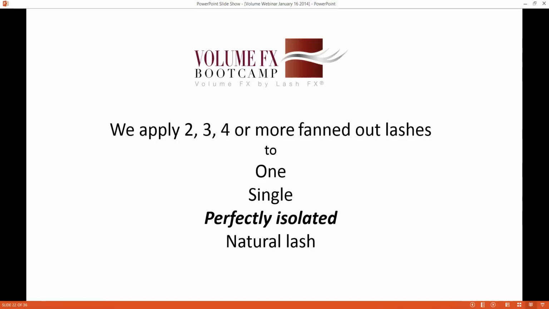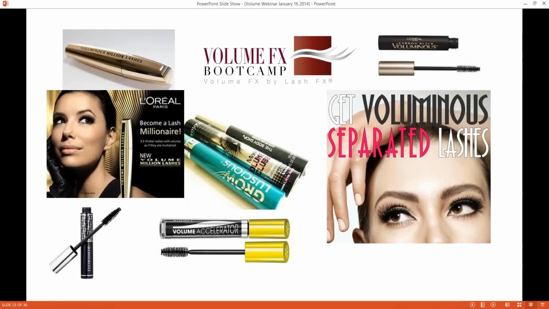And knowing how much you can push the amount of lashes versus the length of lashes versus the degree of curl of those lashes, that is an expert's decision-making process. It's not for the faint of heart. It's not for a beginner.